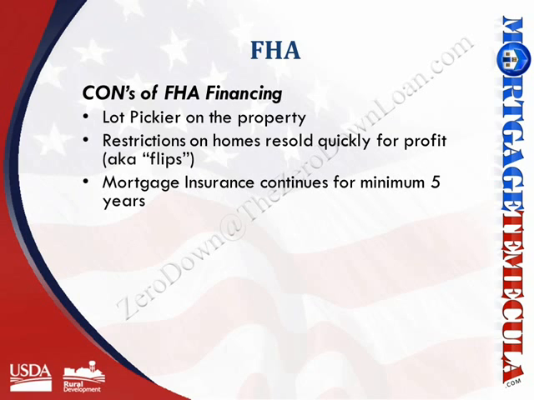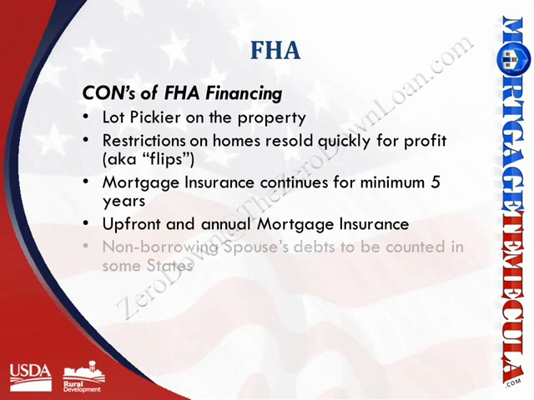Mortgage insurance on FHA loans continues for a minimum of 5 years, even on a 30-year term. And there's an upfront mortgage insurance and an annual mortgage insurance. Now, in the 9 community property states, Arizona, California, Nevada, Idaho, Louisiana, New Mexico, Texas, Washington, and Wisconsin, the spouse's debts have to be considered, which can often lower the amount an individual can qualify for.